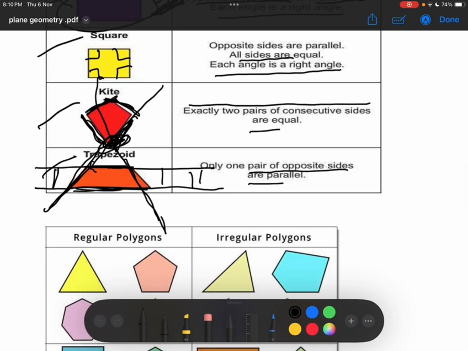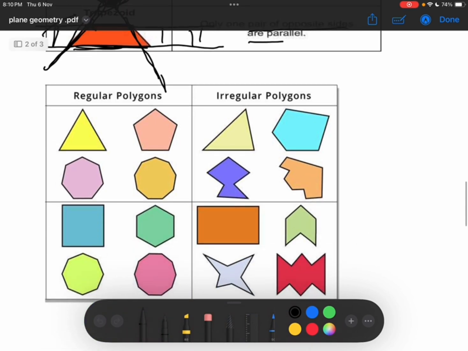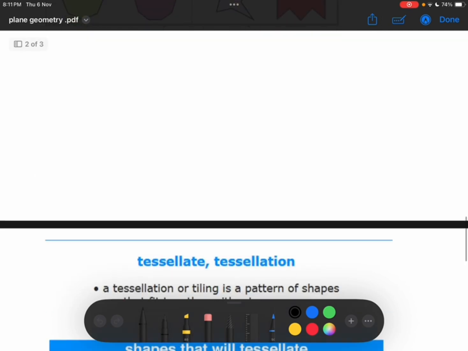Okay, so after quadrilaterals, there are some other types of polygons also. They are called regular polygons and irregular polygons. So what are regular polygons? Regular polygons are those polygons in which all sides are equal, like equilateral triangles, regular pentagon, regular hexagon, regular octagon, square. So these all are regular polygons, and irregular polygons are those polygons in which the sides are different. So you can see here, these are some examples of irregular polygons.